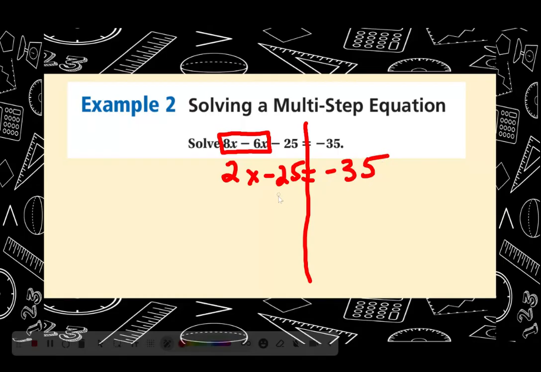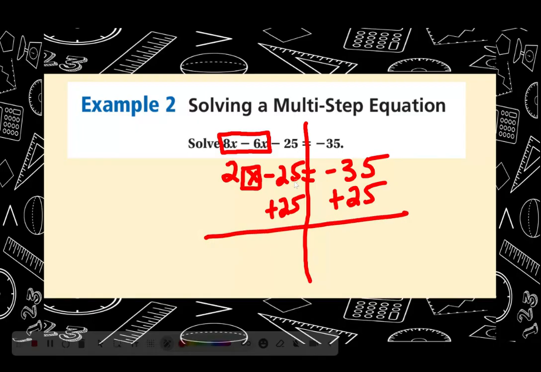Now you have a two-step equation just like we did before. So we need to isolate the variable. Opposite of minus 25 is plus 25. What you do to one side, you do to the other. So our goal is to get x by itself. Negative 25 and positive 25 cancel out. So I'm left with 2x on the left side equals negative 35 plus 25.